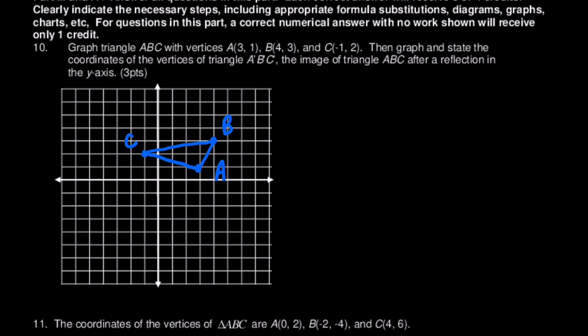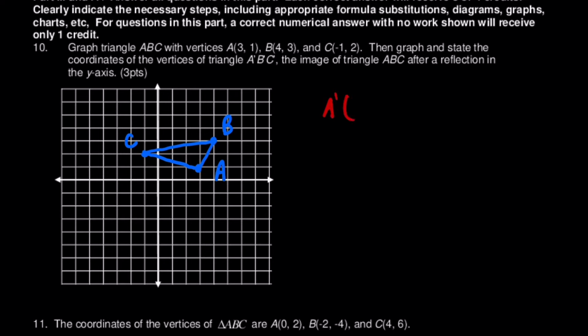It says, then graph and state the coordinates of the vertices of triangle A prime, B prime, C prime, the image of triangle ABC after a reflection in the y-axis. All right, well, here's your y-axis. So what's going to happen is C is actually going to go over here, A will go over here, and B will go over there. So we can be visual. We can also use our rule. Remember, reflecting in the y-axis, you negate the x, negative x, y. So you could take a look at these coordinates and come up with those first.